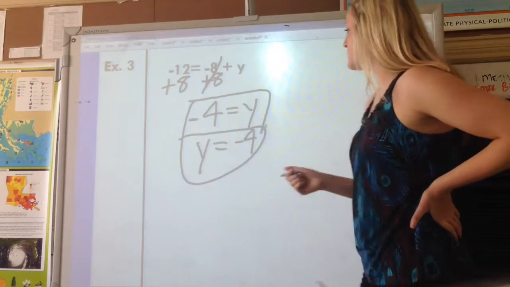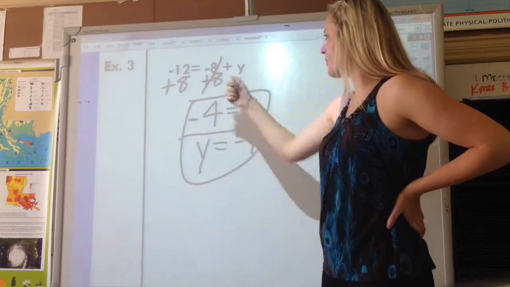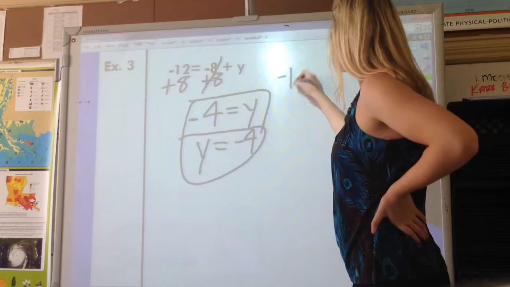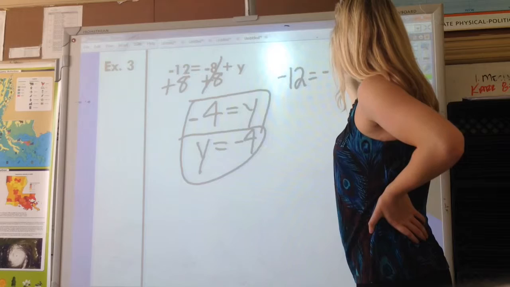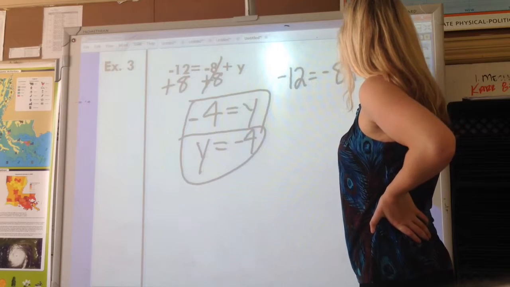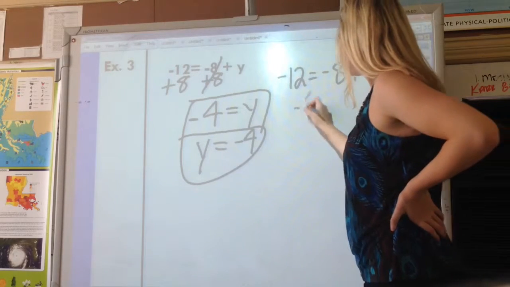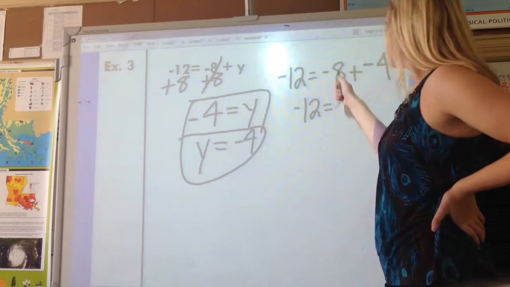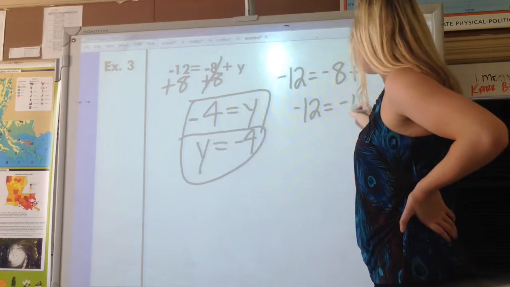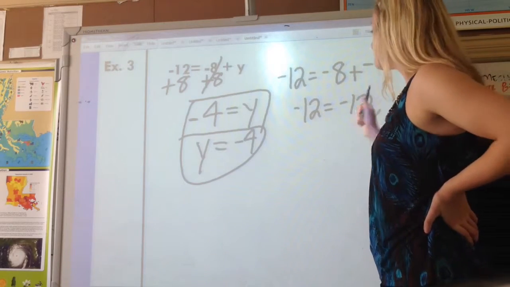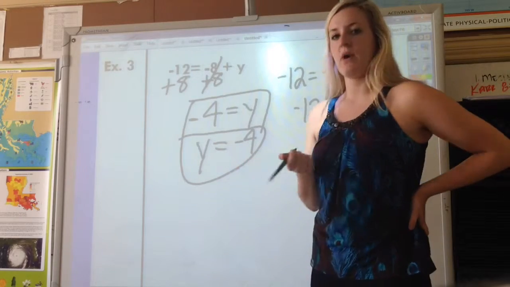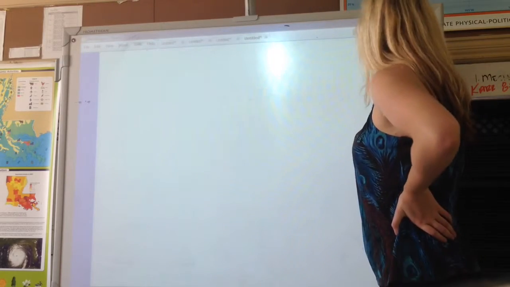All right, let's go ahead and check our work by plugging -4 back in for y. So if I have -12 equals -8 plus -4. My -12 comes down, that stays the same. -8 plus -4 is -12. So since both sides equal each other, I was correct in saying that y equals -4.